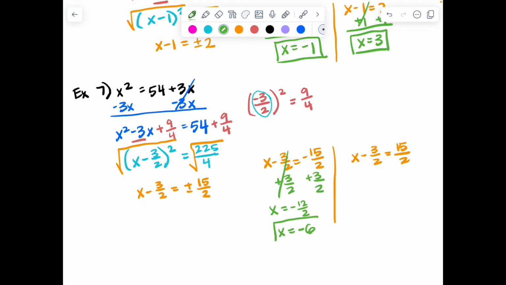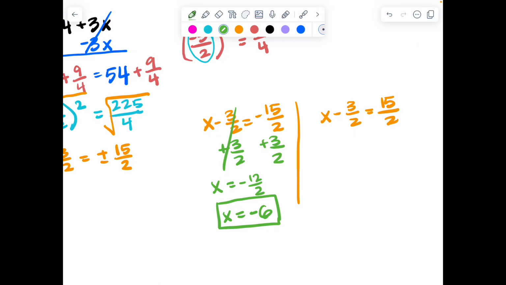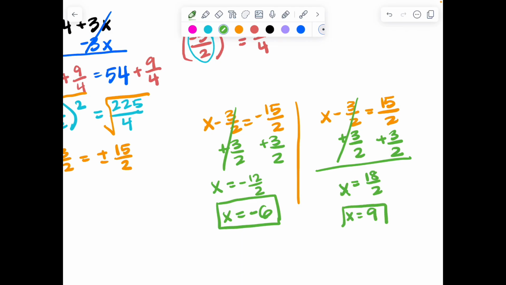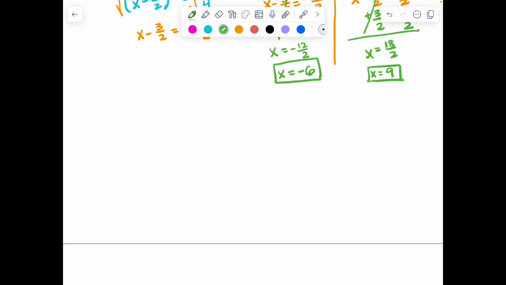Now in your final answer, you need to make sure it's fully simplified. Don't leave it as negative 12 over 2. If you can simplify it, do it. If you can't simplify it, then leave it as a fraction. This one becomes 18 over 2, which simplifies to 9. So x equals negative 6 and 9. Okay, let's see, one more example.